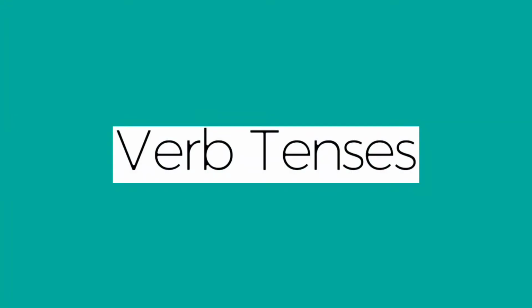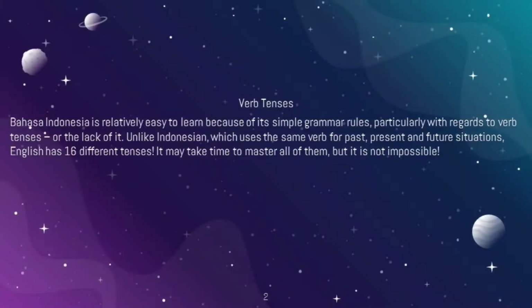Next is verb tenses. Bahasa Indonesia is relatively easy to learn because of its simple grammar rules, particularly with regards to verb tenses, or the lack of it. Unlike Indonesian, which uses the same verb for past, present and future situations, English has 16 different tenses. It may take time to master all of them, but it is not impossible.